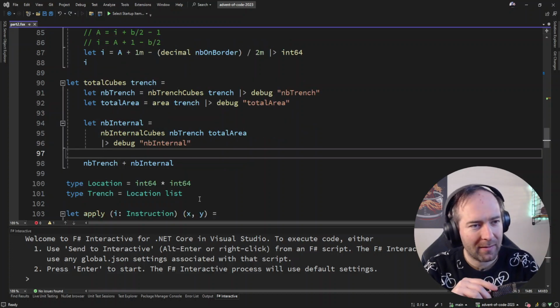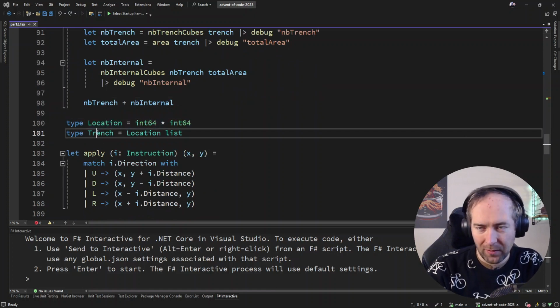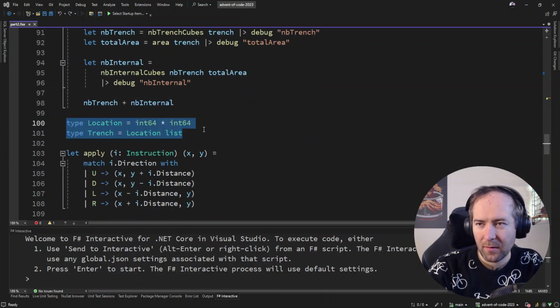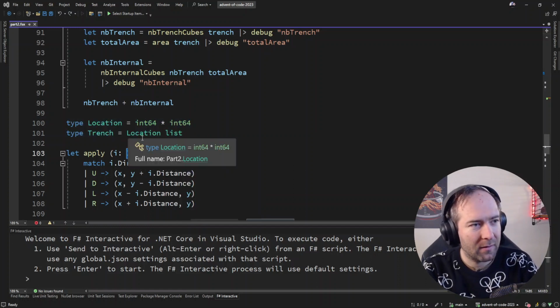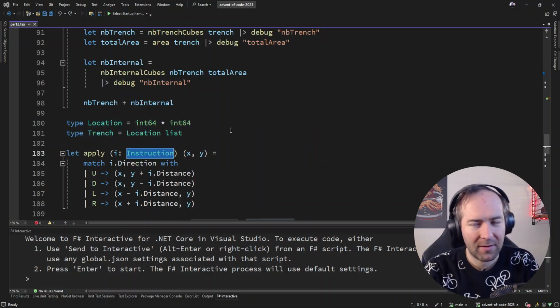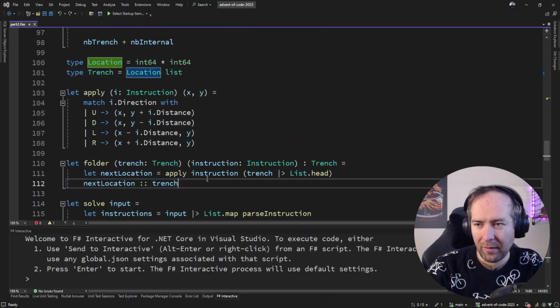Now let's take a quick look at how I built my trench. That's the last part of the puzzle. I also define some type aliases, that I always like over raw int and pairs of ints lists in my code. And then I have a couple of helper functions.